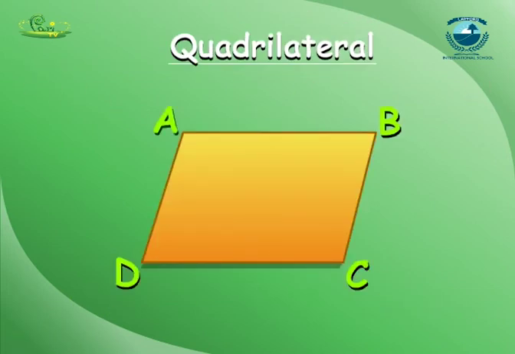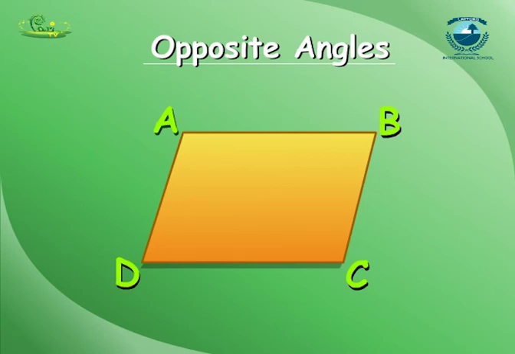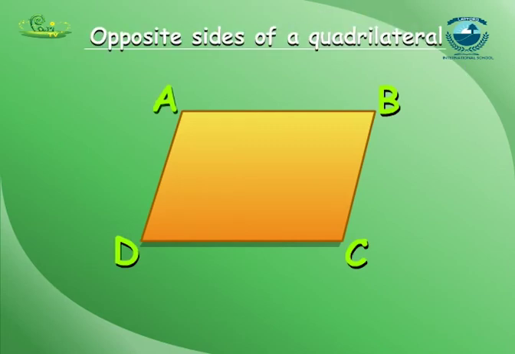You learned about the angles of a quadrilateral. So tell me, which angles are the opposite angles in this quadrilateral? Got confused? Okay, I will tell you the answer. In this quadrilateral ABCD, angles A and C and angles B and D are opposite angles. Now, come to the opposite sides of a quadrilateral. In this quadrilateral ABCD, sides AB and CD and sides BC and AD are opposite sides.